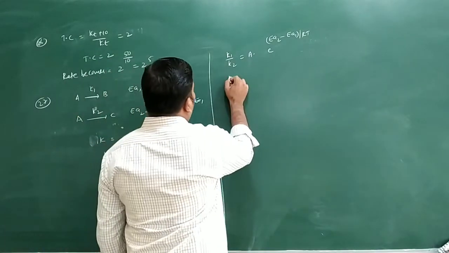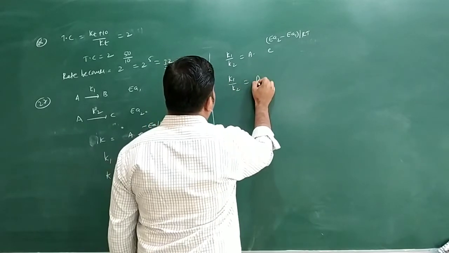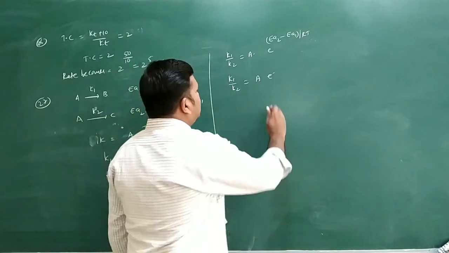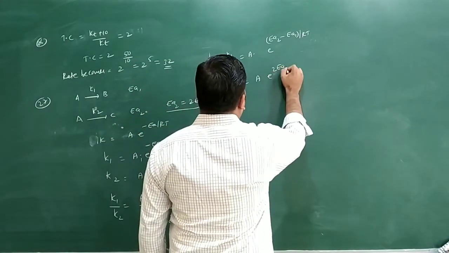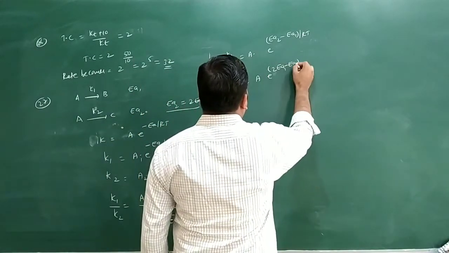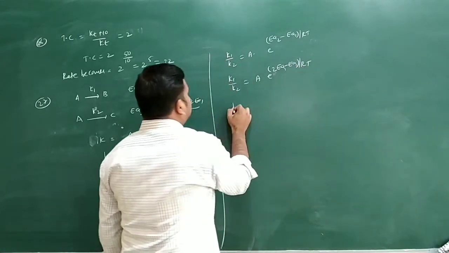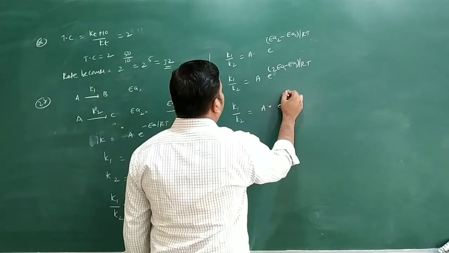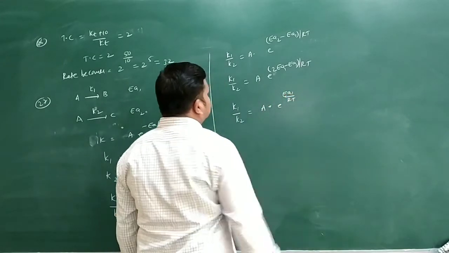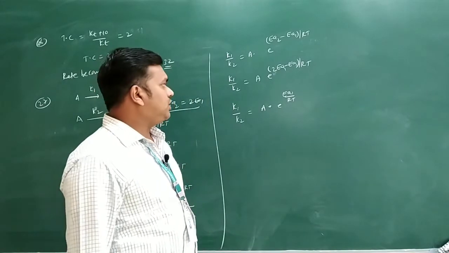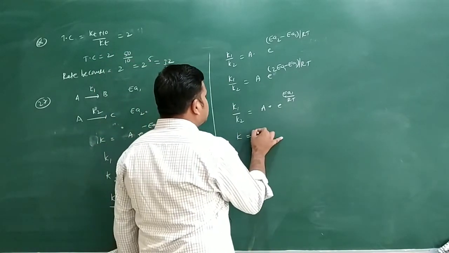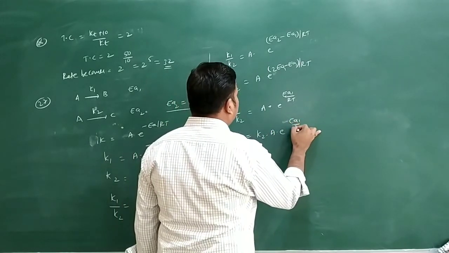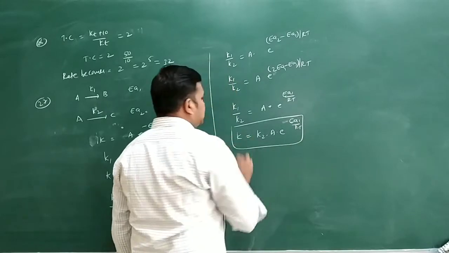Now I want to write K1 by K2 is equal to A into, here the value is given, A2 is equal to 2A1. So I will write 2A1 minus A1 by RT. Then I will get K1 by K2 is equal to A into e power A1 by RT. So K1 is equal to K2 into A into e power A1 by RT. This is the answer for this question.